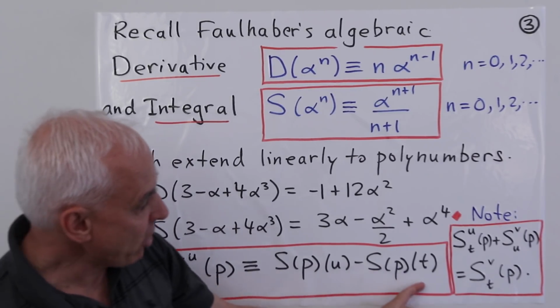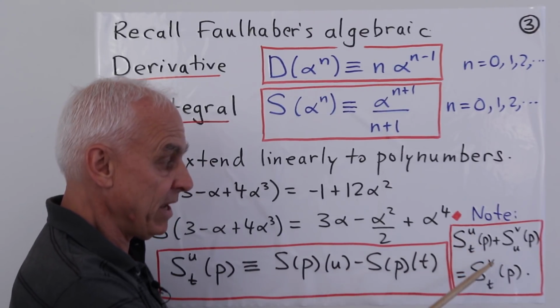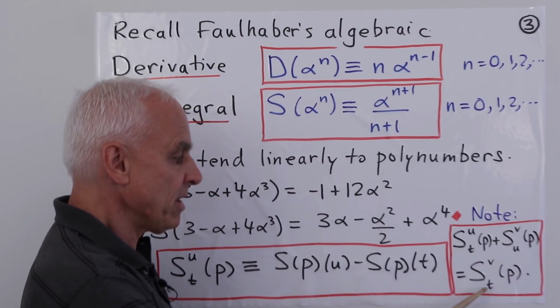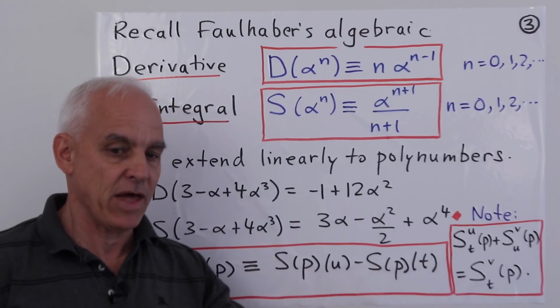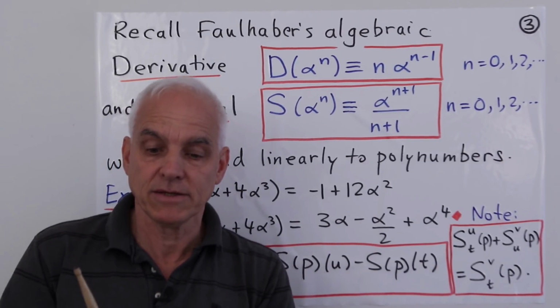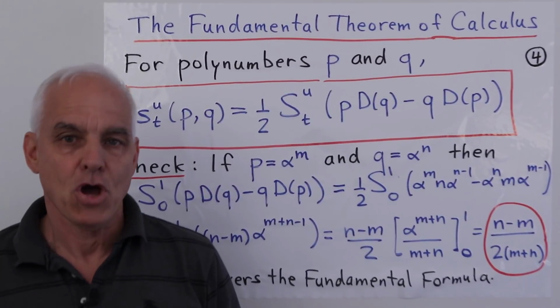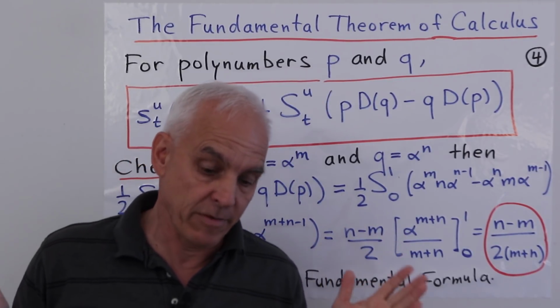We just make a small observation, very simple, that the relative integral from t to u of p plus the integral from u to v of p is going to be the integral from t to v of p. Okay, so these are the ingredients that we're going to be using to formulate the fundamental theorem of the algebraic calculus.